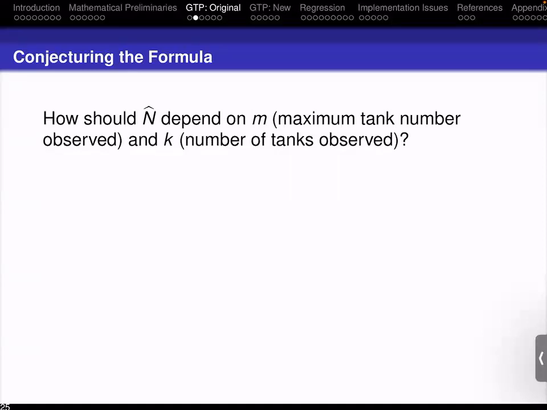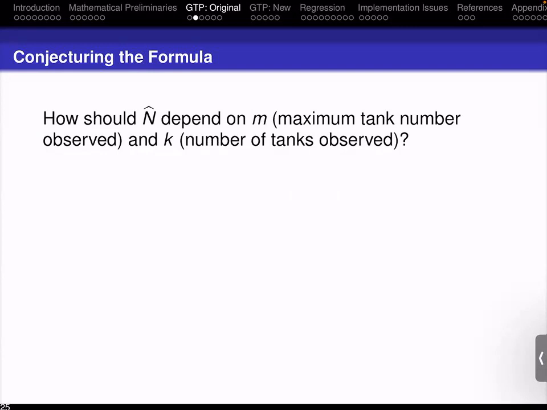It has to be at least m, right? The tanks are consecutive. M is the largest serial number observed. It's got to be at least m. So we know our best guess has to be at least m.